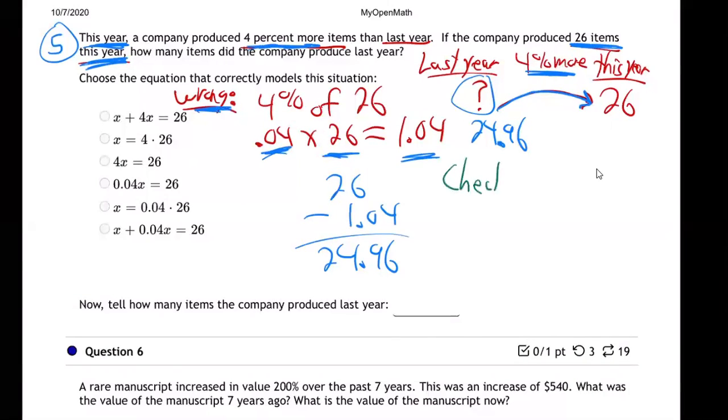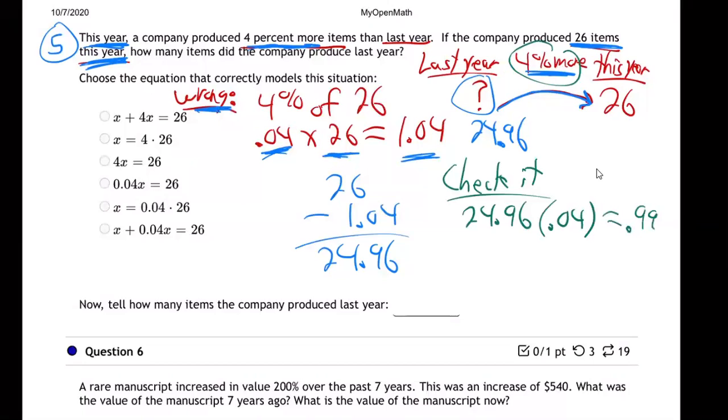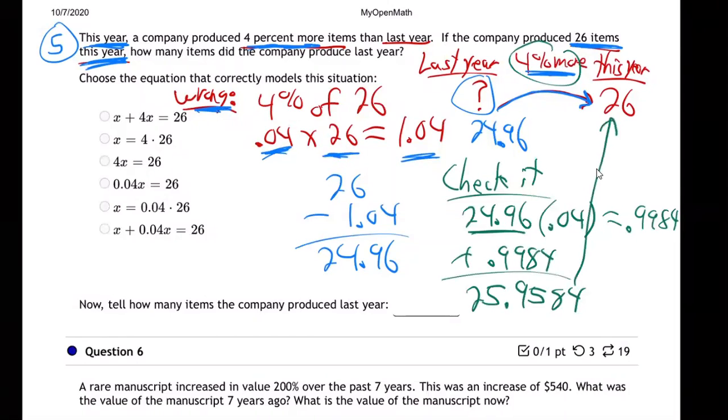Well, check it. Let's check it to prove it. This is the best thing you could do, learn to check your own work more and more. If that was really true, then 24.96, 4% more, multiply by 0.04, right? 24.96 times 0.04, I'm getting 0.9984. Then I should be able to add the 0.9984 to the 24.96, and it comes out 25.9584. That's wrong. It's supposed to be 26.